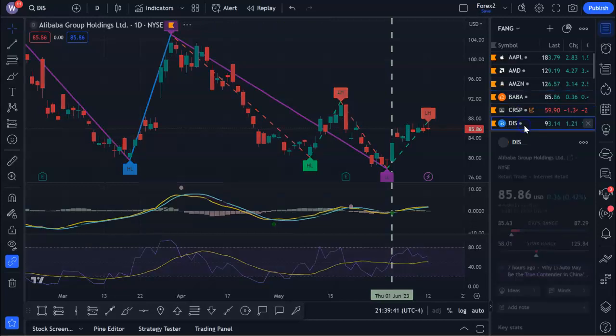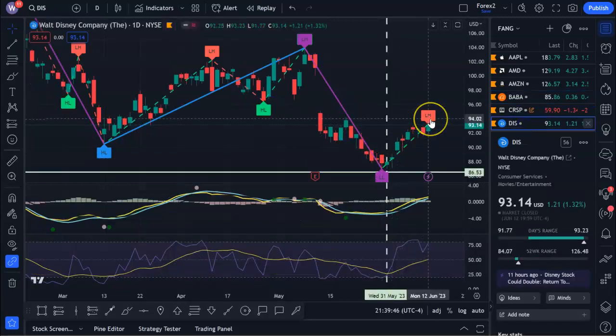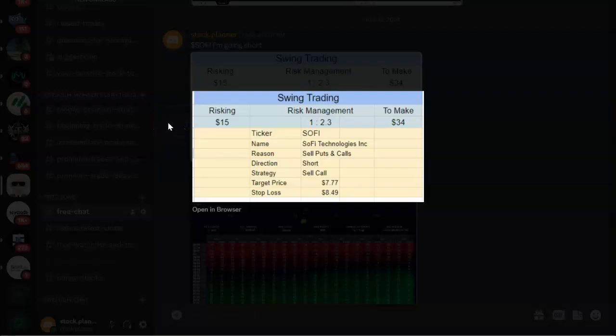Baba and Disney, the last 5 or 6 days, have been in an uptrend. Maybe it'll fill that gap. But Disney has a lot of headwinds these days. Out on my free Discord chat, check it out.